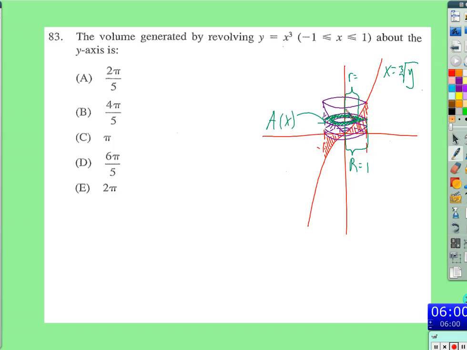So if we go up to this y value and you take the cube root, you're going to figure out what x value you're at. Because if you go to this x value and cube it, you get the y value. So if you start with the y value and take the cube root, you get the x value. Does that make sense? Yes. Okay, we turn it from in terms of x into terms of y. So r is equal to the cube root of y.